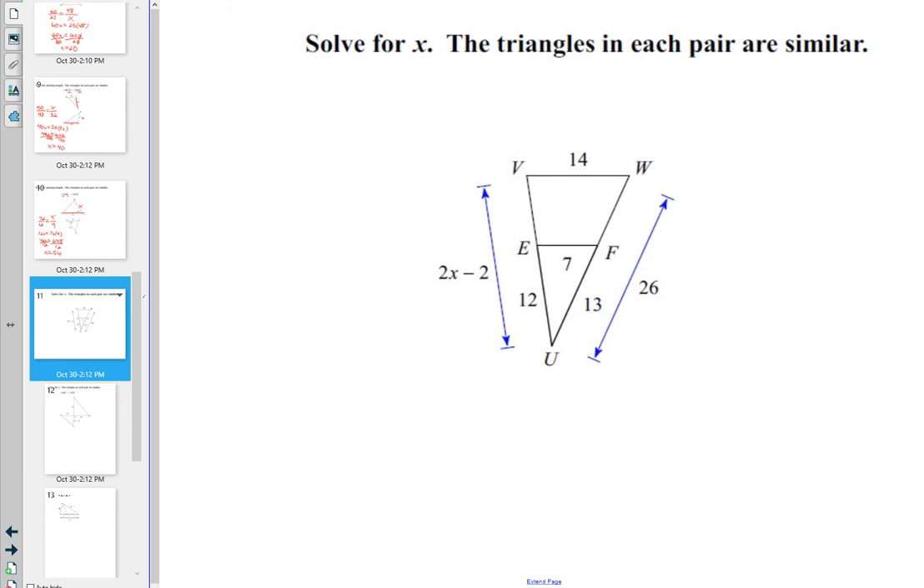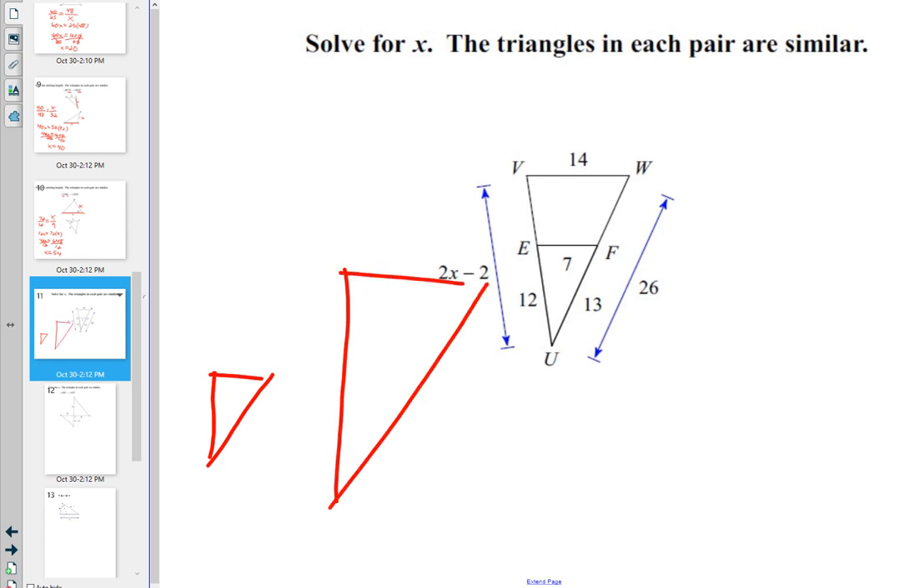They do tell us that the triangles are similar. Now there is a way to do this with the parallel proportionality theorem, but I think it would be easier for you to split these up. So let's do a little triangle, big triangle. On the little triangle we got a 12, a 13, and a 7. On the big triangle we have a 2x minus 2, a 26, and a 14. They've already told us the triangles are similar, so we don't have to test for similarity.